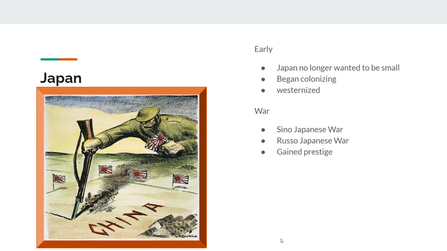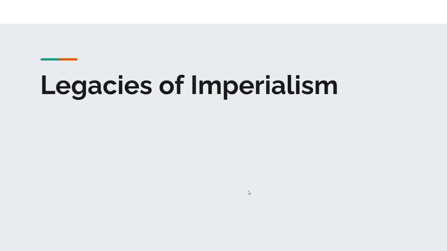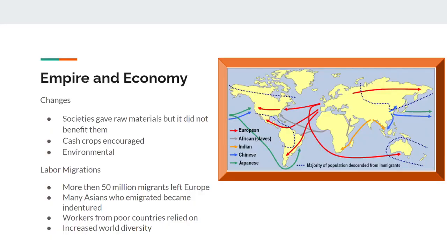There was the Sino-Japanese War, where they started fighting over the territories of Korea and then went up into Manchuria. And Manchuria is bordering with Russia, which then leads to the Russo-Japanese War, which was significant because it's the first time that an Asian country had been able to beat a European country in war, and they beat them very easily. So because of this, Japan had gained a lot of prestige and was gaining some respect as a powerful nation.